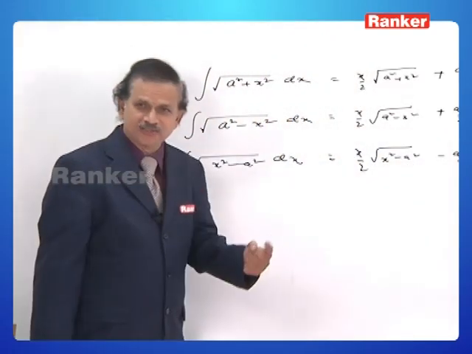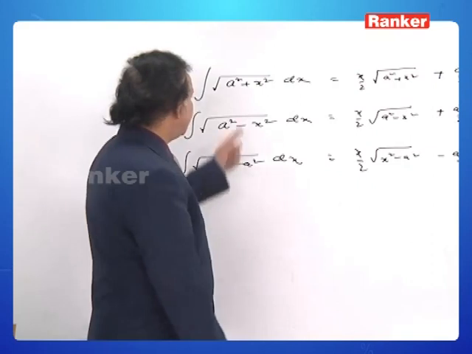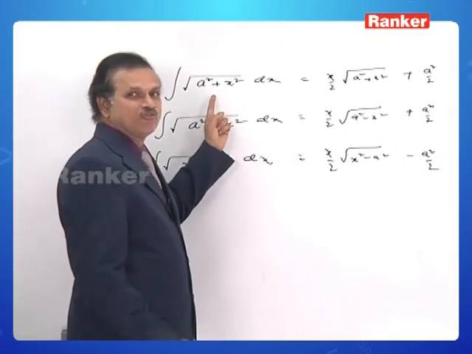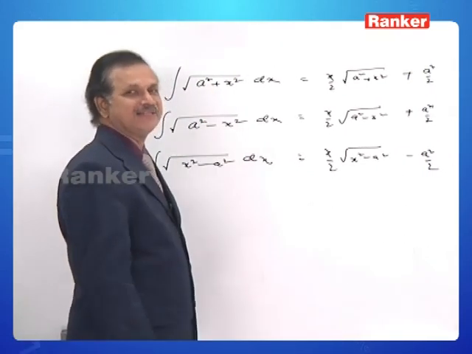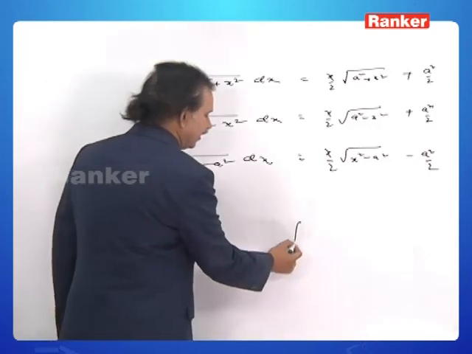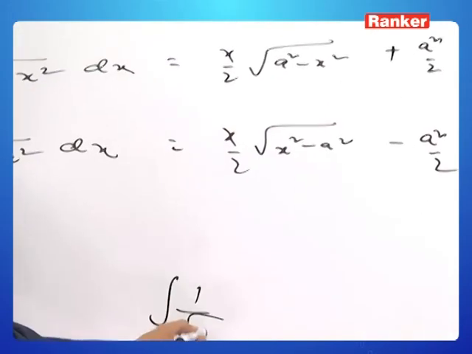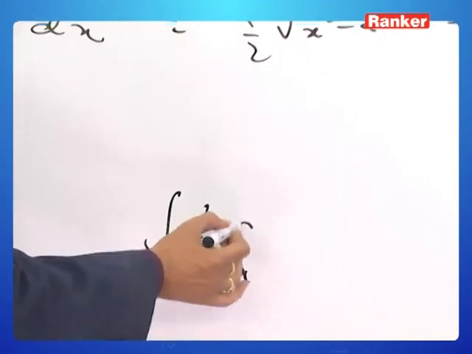It's not over. Still something is there to be put. If this root a square plus x square occurs in the denominator, what will be the answer? What I mean to say is integral of 1 by root of a square plus x square. How much?